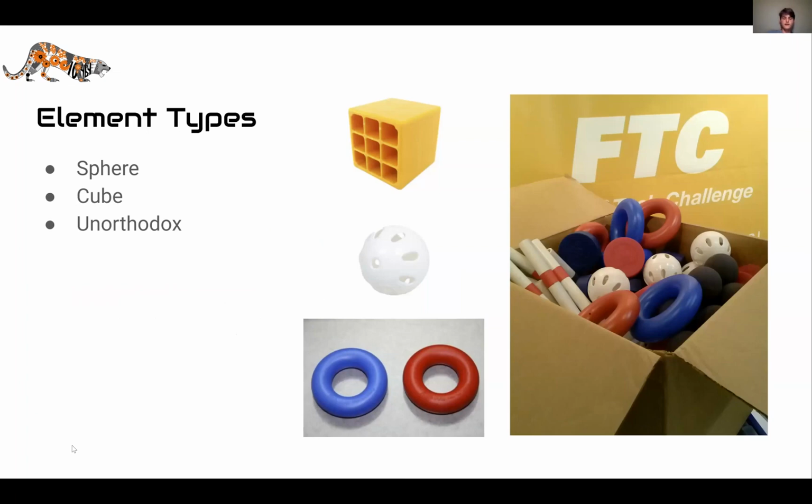There's a few different kinds of game elements that FIRST likes to use. In this upcoming game, we're going to be using these spheres and cubes, which were also used a few years ago on the Rover Ruckus game. But there's also some other things like rings that were used last year, or a whole bunch of other things like these donuts, or the blocks from Skystone, or really whatever FIRST wants to use.